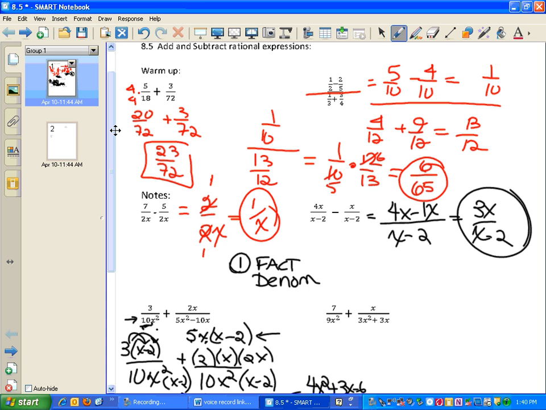Between 18 and 72, I didn't say 18 was my common denominator. I had to go up and find the first number that they both had in common, which was 72. Haley, what's your question?